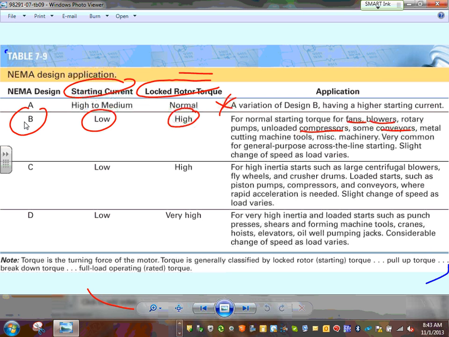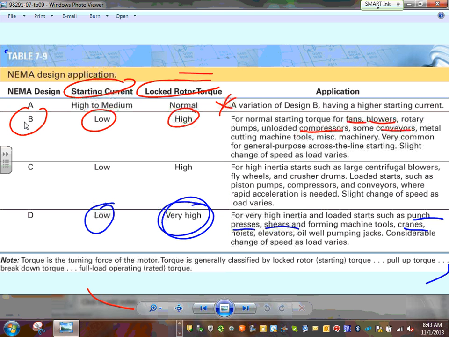Design D, look why they use design D, guys: cranes, punch machines, shears, cutting through things. You need a lot of oomph, a lot of torque. Can you guys see that? Very high torque on it, very high torque. Low starting current, very high torque. The good news is, you don't specify these.